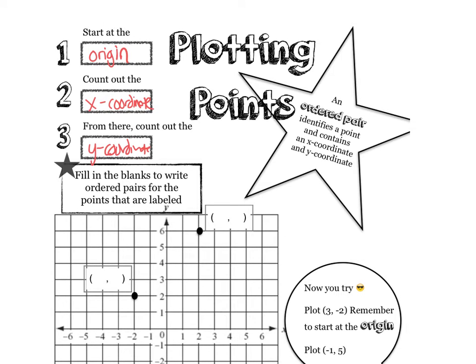So notice also with plotting points, an ordered pair identifies a point and contains an x coordinate and a y coordinate. It's important to note that all ordered pairs have an x coordinate and they have a y coordinate with them, okay? That you're going to have to count out.